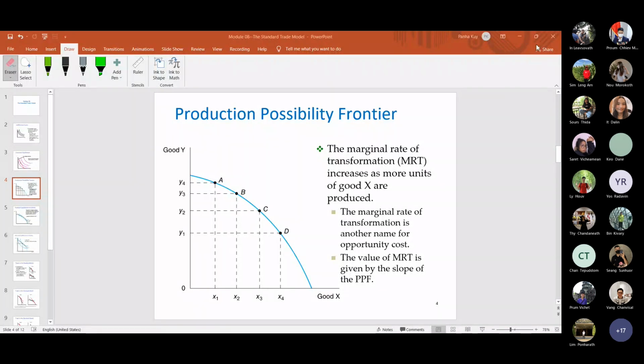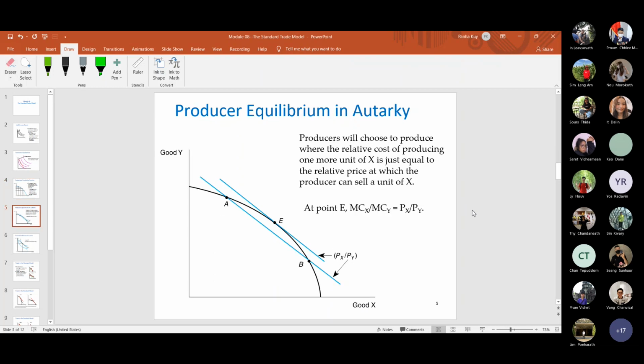Okay, and then this one we already discussed, the production possibility frontiers, that you just add to the budget line that you have. So we have the production possibility frontiers, and then this one is the producer equilibrium in autarky. Autarky means the equilibrium in the initial stage. Initial stage means you do not have trade involvement yet. It just happened in your society or in your country without trade.